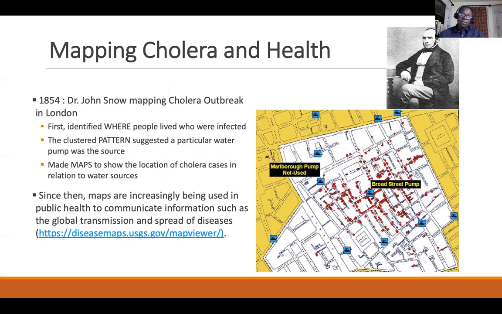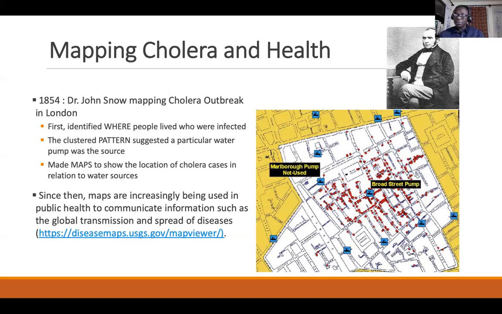He first identified where people lived who were infected. The cluster pattern suggested a particular water pump was the source. And he made maps to show the location of cholera cases in relation to water sources.